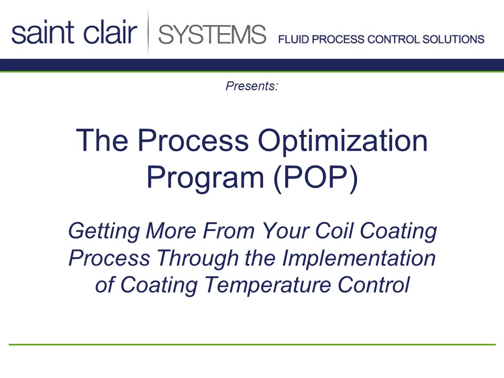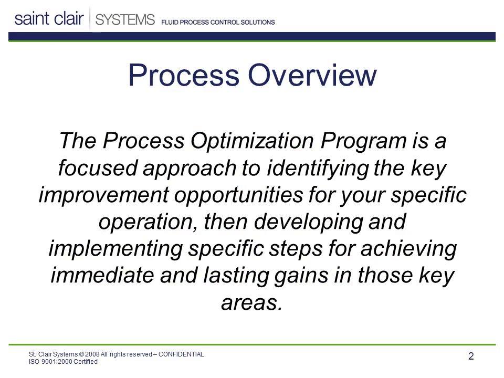We say it's what gives our projects the pop you're seeking. This system creates a well-defined and structured approach to the implementation of temperature control in your coil coating process. The process optimization program is a focused approach to identifying and exploiting the key improvement opportunities specific to your operation that drew you to implement temperature control in the first place. The program is centered around developing and implementing specific steps for achieving immediate and lasting gains in those key areas.